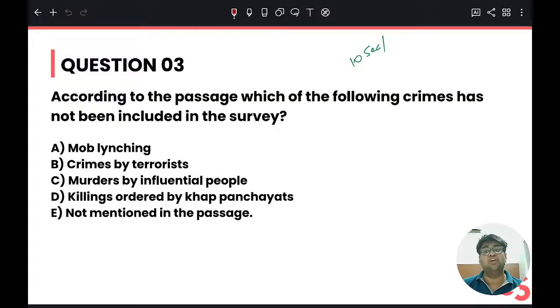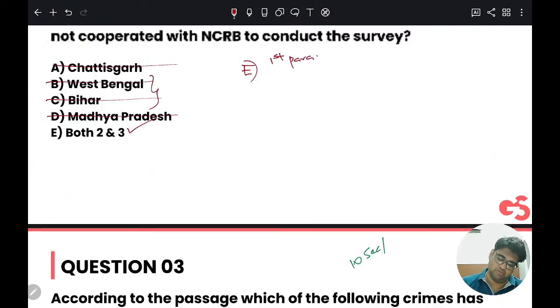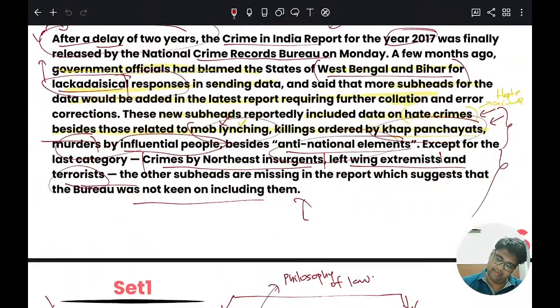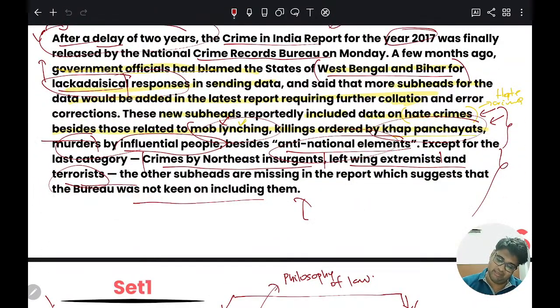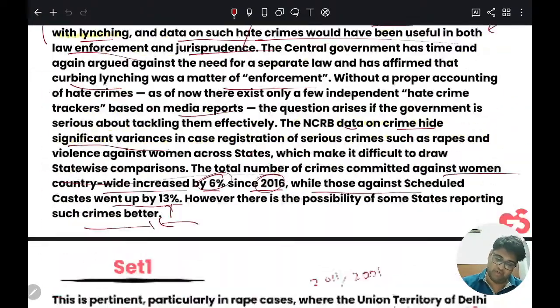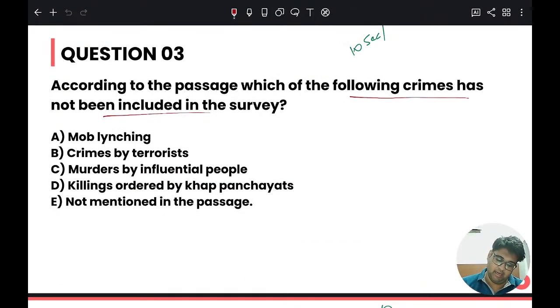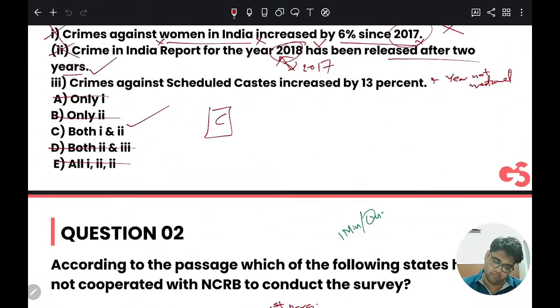According to the passage, which of the following crimes has not been included in the survey? Okay, which are not included. In the first paragraph, I showed you using diagrams, like I highlighted these anti-national elements. All these were included, all these were not included. Let's see what all are in the list. Following crimes. Okay, mob lynching was included. Crimes by terrorists, was that included?